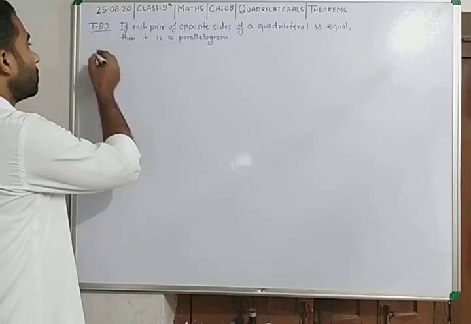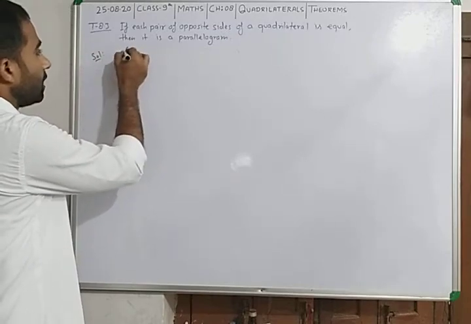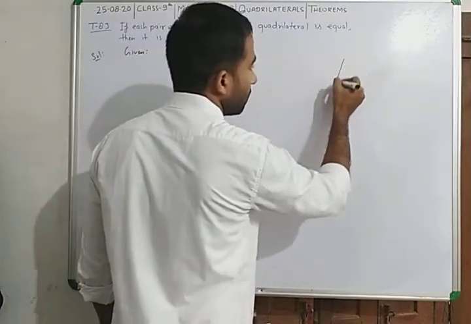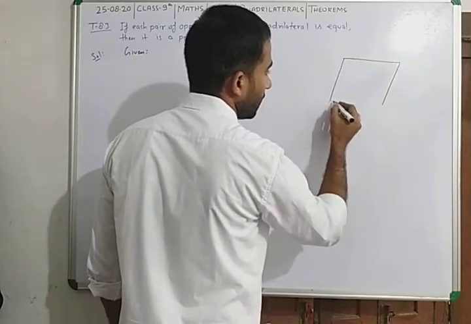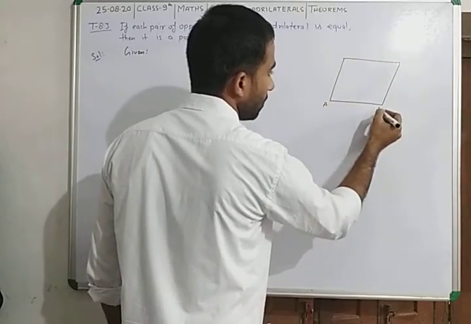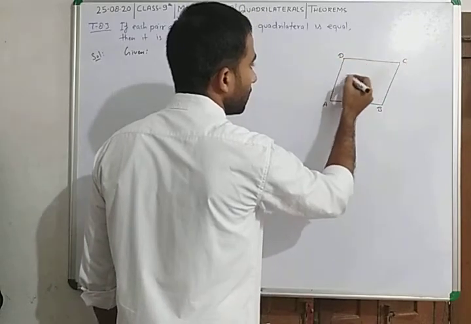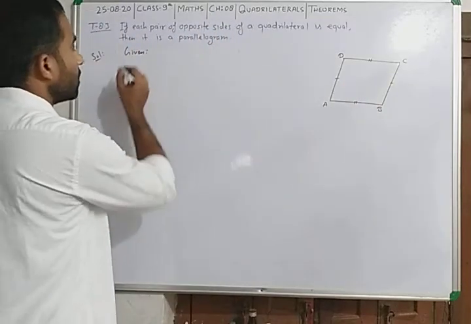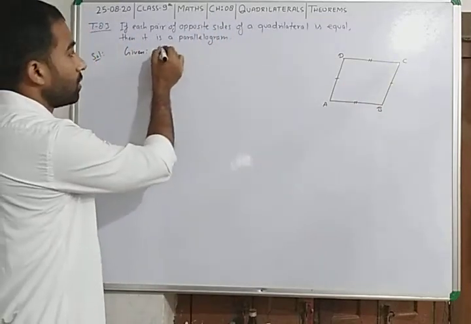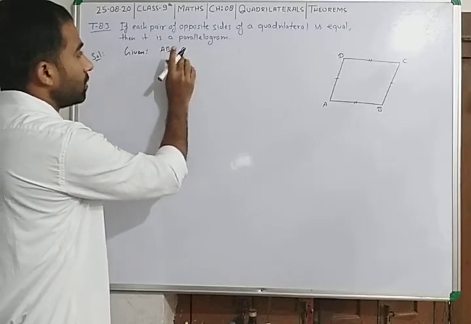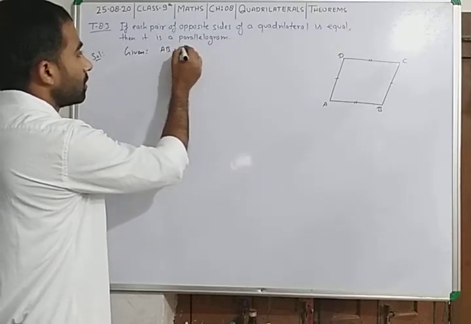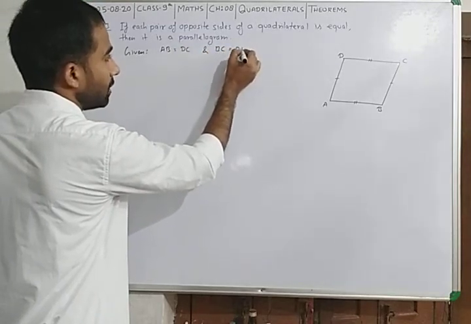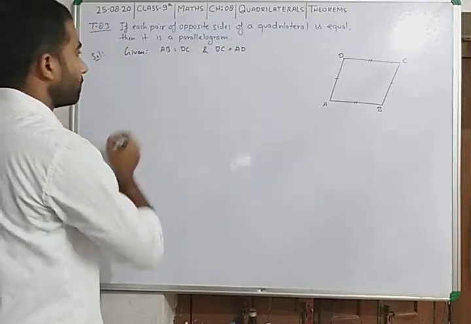So first of all, we will write the given things. The given thing is, we may consider a diagram, say ABCD. Each pair of opposite sides are equal, the question says. So therefore we can write here AB is equal to DC and BC is equal to AD. Okay, this thing is given.